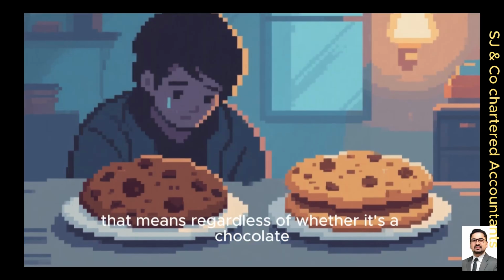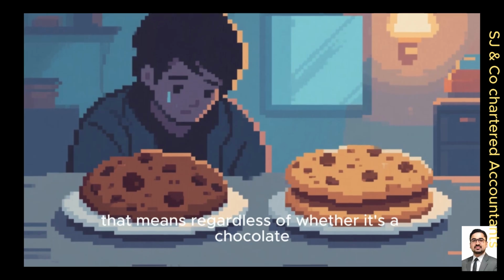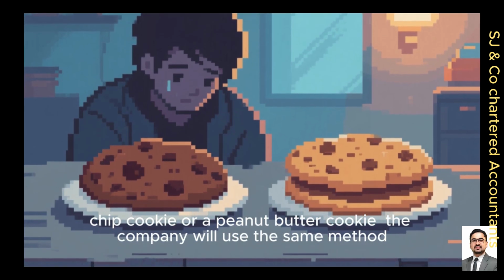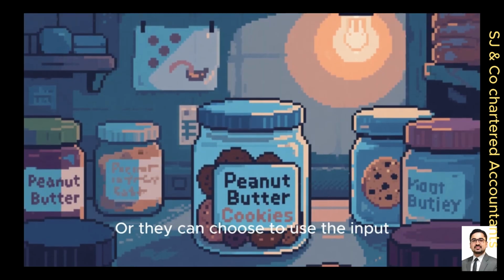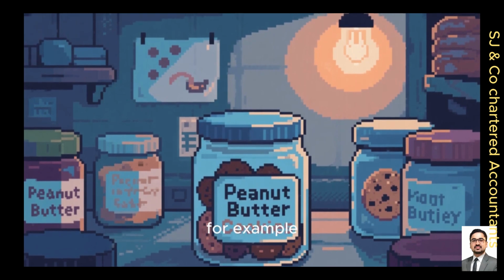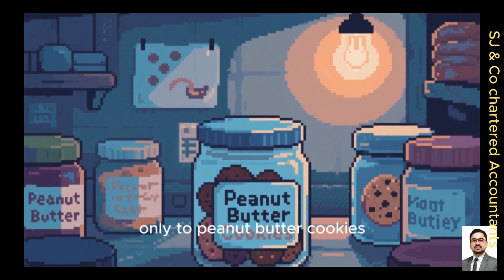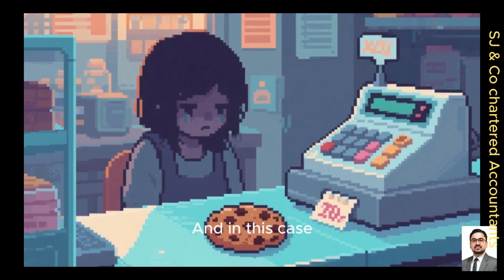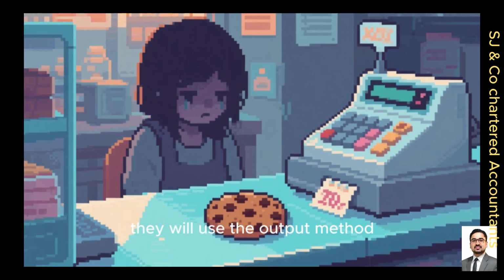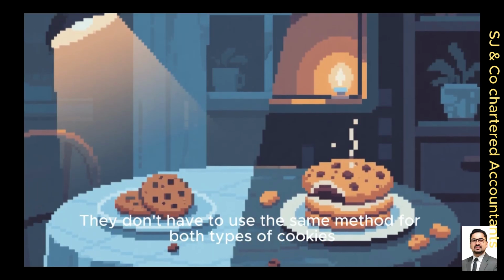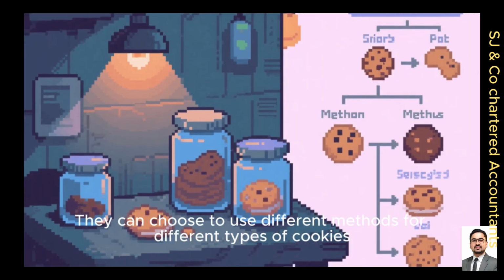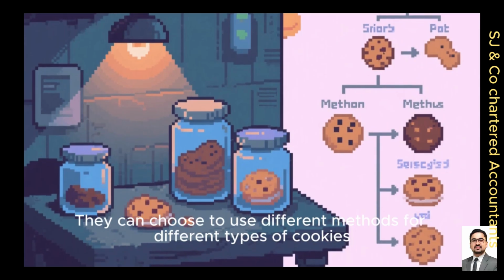For example, that means regardless of whether it's a chocolate chip cookie or a peanut butter cookie, the company will use the same method. Or they can choose to use the input method only to a specific type of cookie, for example, only to peanut butter cookies. And in this case, if a customer buys a chocolate chip cookie, they will use the output method. They don't have to use the same method for both types of cookies. They can choose to use different methods for different types of cookies.